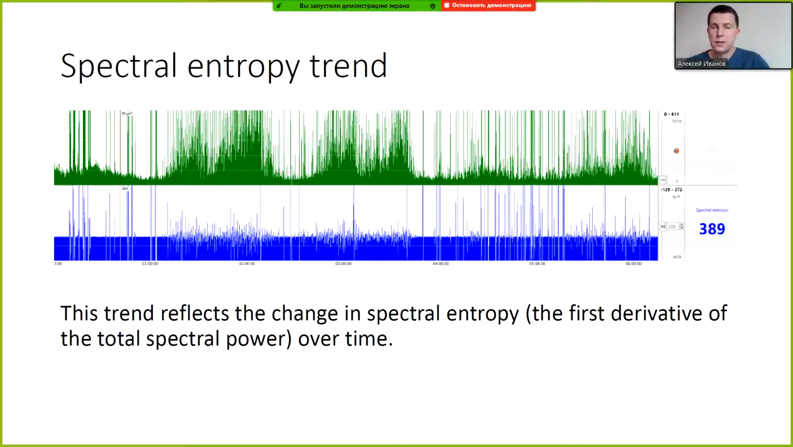The next trend is also sometimes used for anesthesia depth monitoring. It is the so-called spectral entropy trend. It is calculated as a first derivative of the total power spectrum trend over time.